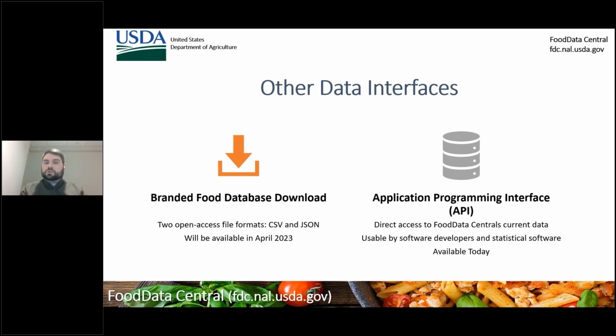The API gives direct access to Food Data Central's current data. It's usable by software developers and by statistical software, and it allows users to directly link into our database and pull data and search data live. That application is updated every time we update our data, and therefore if you go in today, you will find live microbe data.